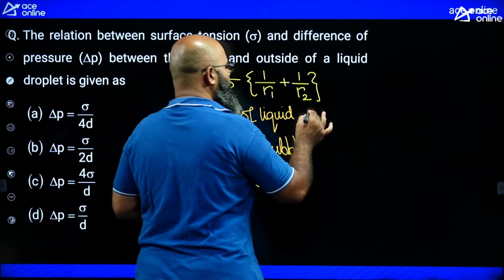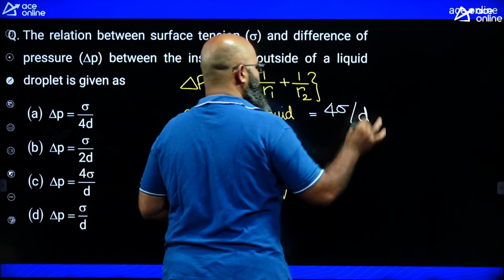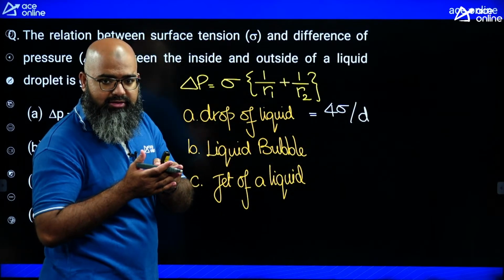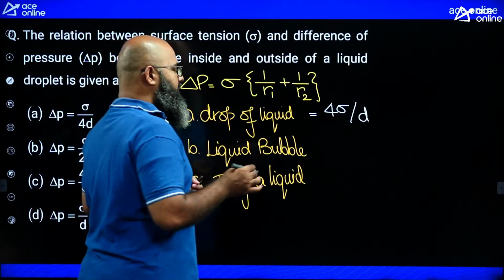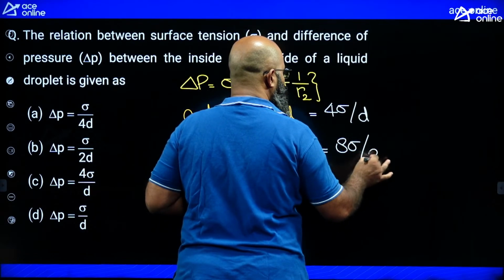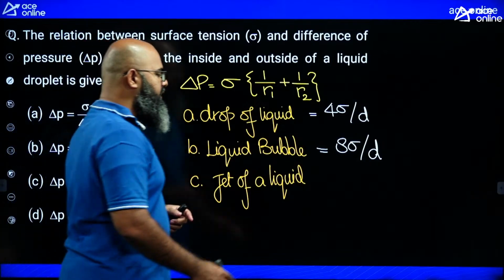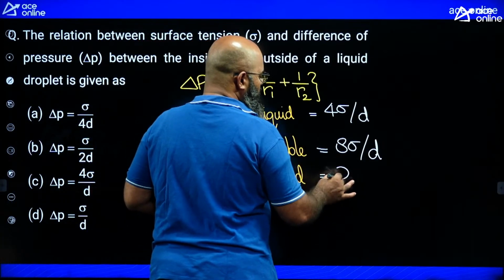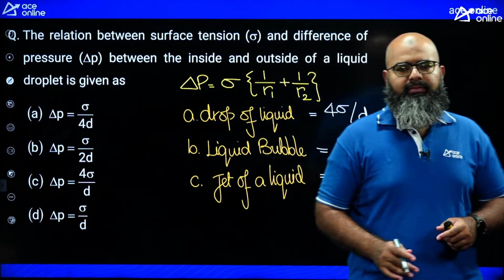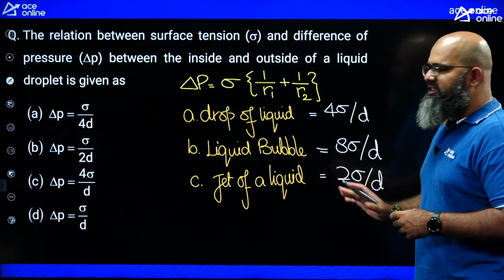In the case of drop of liquid, this becomes 4 sigma by d, where d is the diameter. In the case of liquid bubble, you are having 2 layers, just like a soap bubble, therefore 2 times the value of the previous one. So 8 sigma by d. In the case of jet of liquid, it is going to be equal to 2 sigma by d. Please remember these values, extremely important for you. You can expect a direct question from any of these 3 cases.